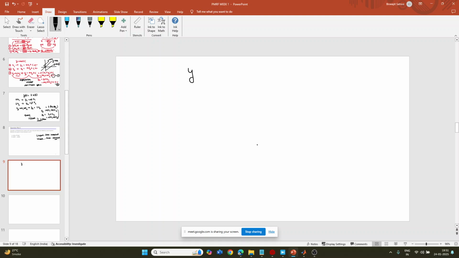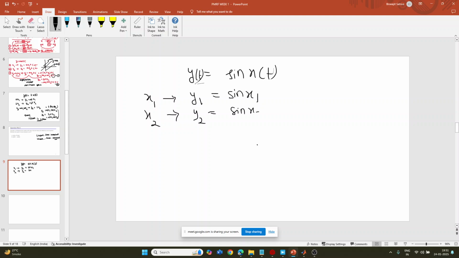The question was like that: y of t equal to sine of x of t, right? Yes, sir. So first, just apply the same way we have solved the question. If you apply input x1, you will get y1 equal to sine x1. If you apply input x2, you will get y2 equal to sine x2. Now you apply a here and b here, so it should be a y1 and b y2.